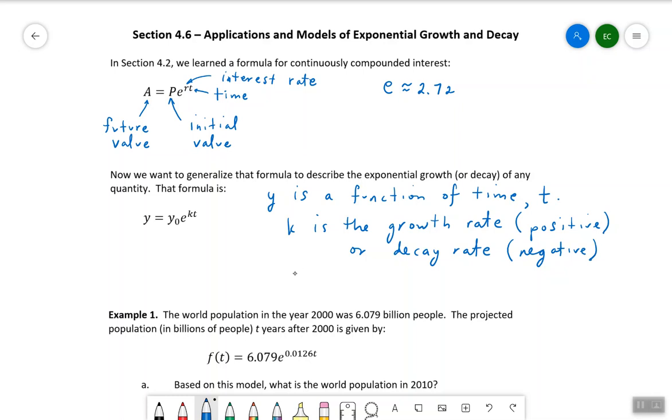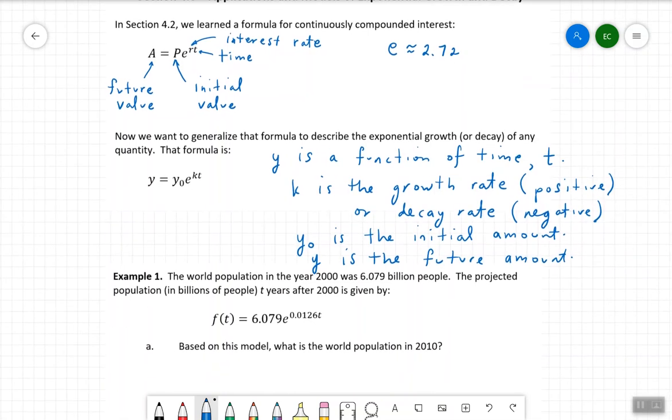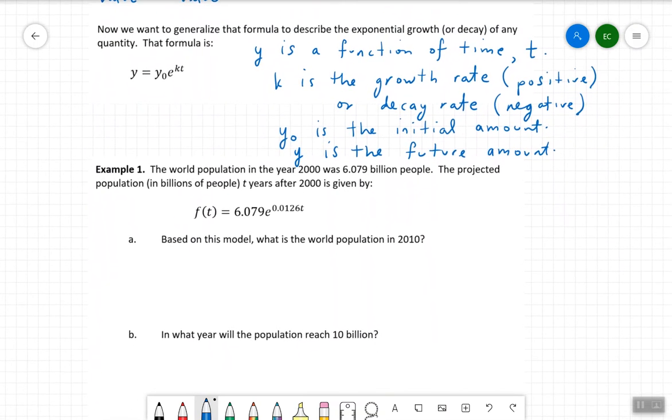y sub 0 is the initial amount, for example, the initial population, or the initial value of whatever you're talking about. And then y is the future value, or the future amount. Let's have a couple of examples to get a better sense of this.